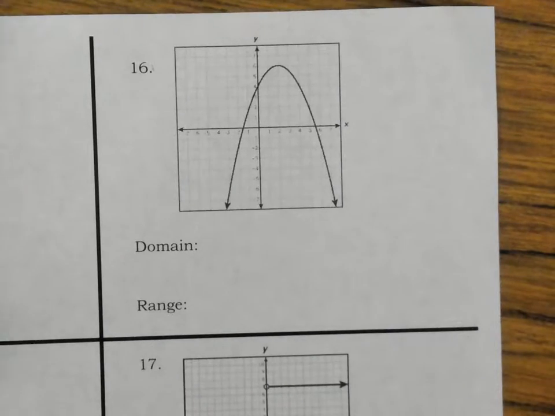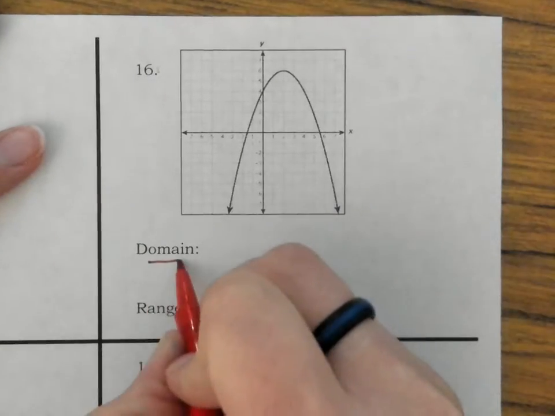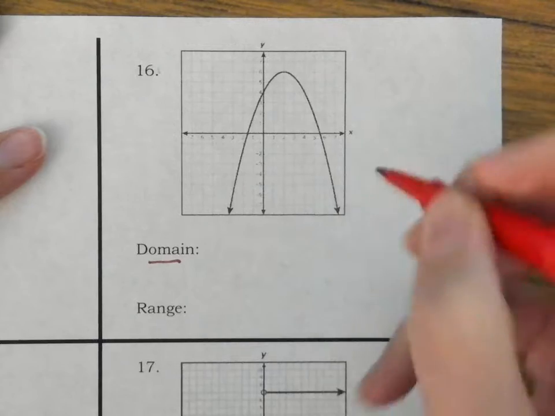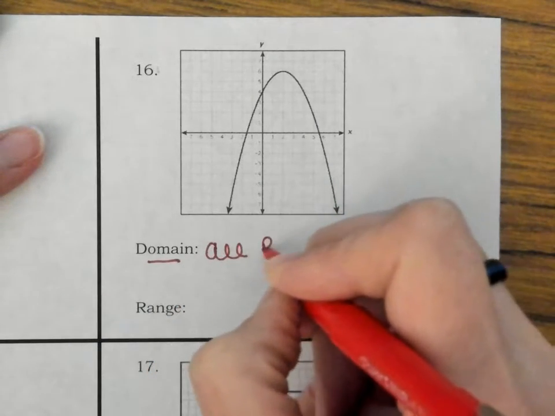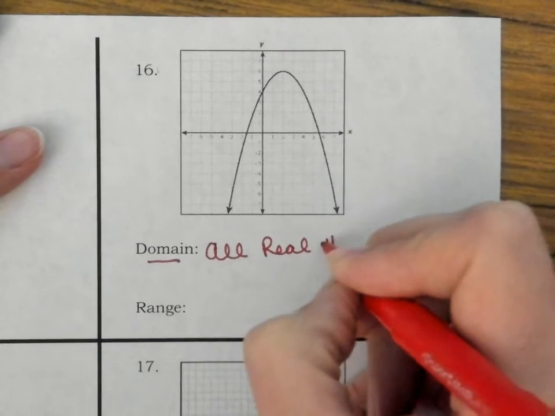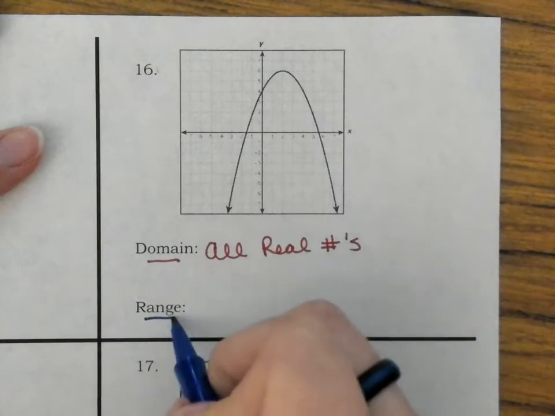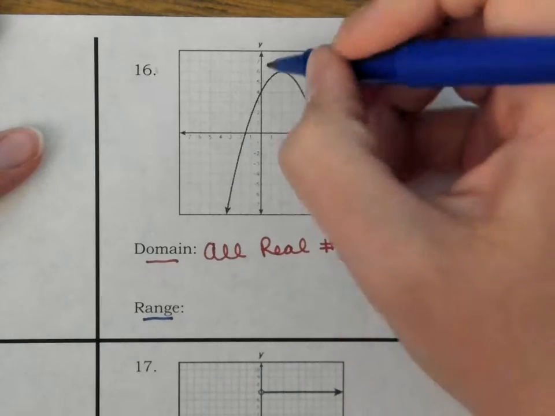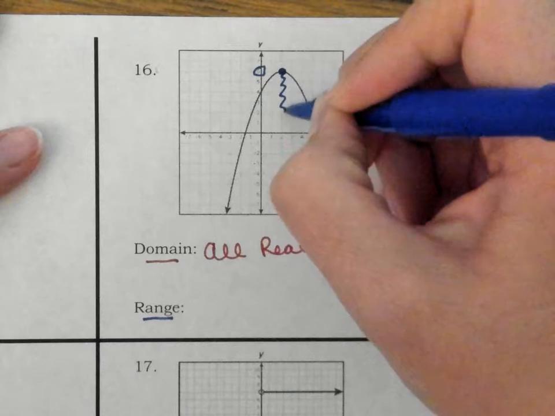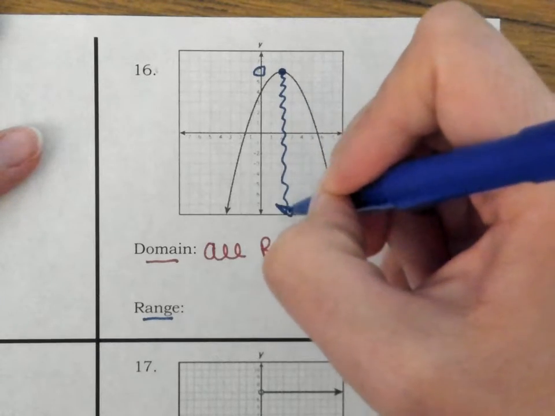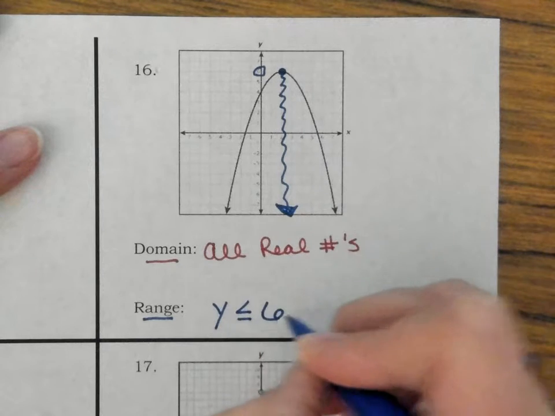Okay. Number 16, domain. At this point, we should see that it's going left and right forever, so it's all real numbers. And my range starts up here at +6 and is going down forever. So y is less than or equal to 6.